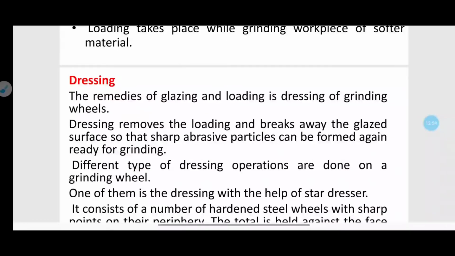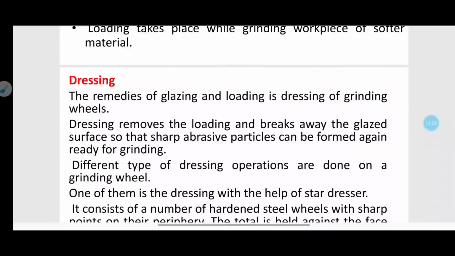Next one is dressing. The remedy of glazing and loading is dressing of the grinding wheel. Dressing removes the loading and breaks away the glazed surface so that sharp abrasive particles can be formed again. It is a simple concept. If we have an injury in our hand, we apply some medicine and put cotton around it so that the wound gets healed, right?